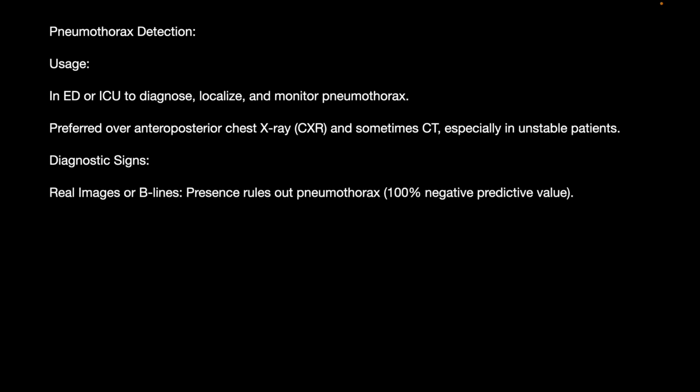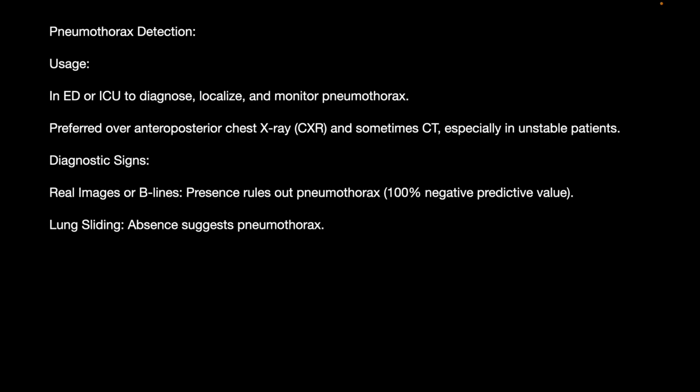So the diagnostic signs are the B lines. Their presence rules out a pneumothorax, which means that if I find B lines, there is definitely some lung below the rib. It has a 100% negative predictive value, which means that if I find this in all my regions, then it is extremely unlikely that I'm going to have a pneumothorax.